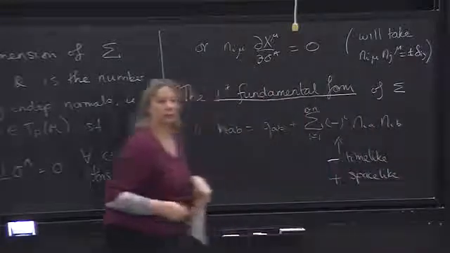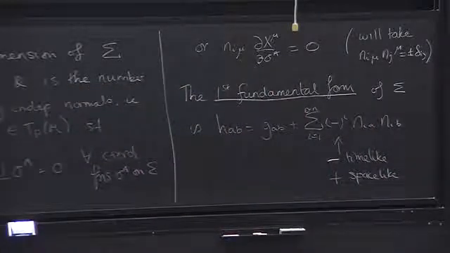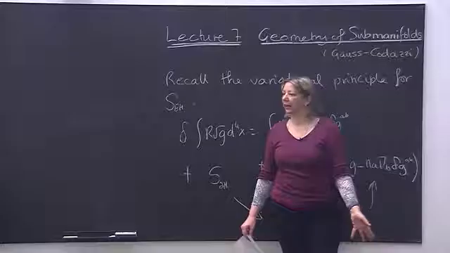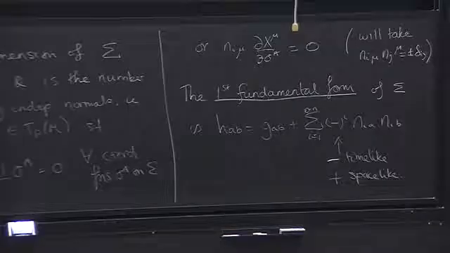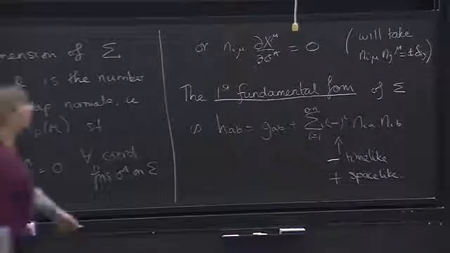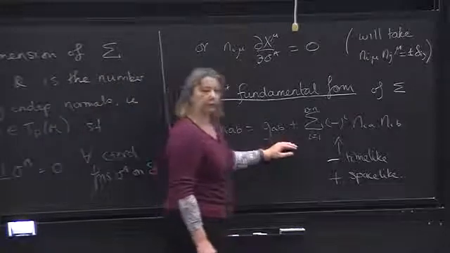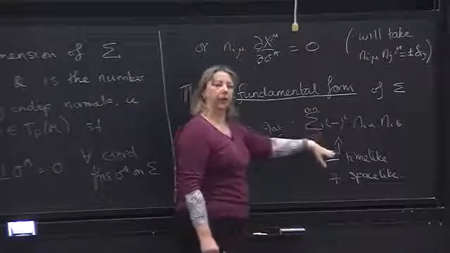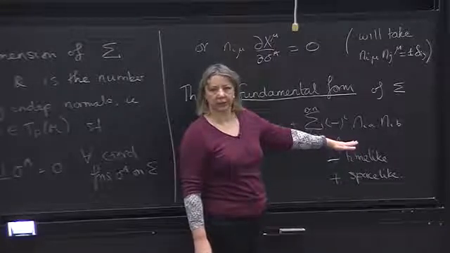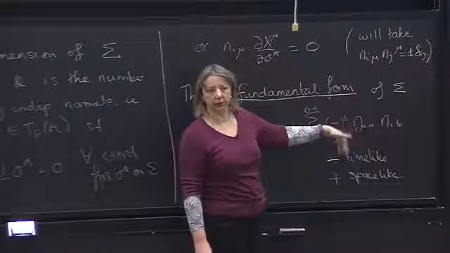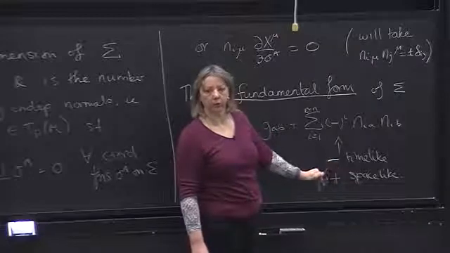So, of course, Gauss and Codazzi didn't have to worry about signs because they would be dealing with completely Euclidean manifolds. But in our case, we're dealing with a Lorentzian manifold. So what the first fundamental form does is it takes the metric and it kills off any pieces of the metric that are normal to sigma. So it's subtracting off all the normal components.